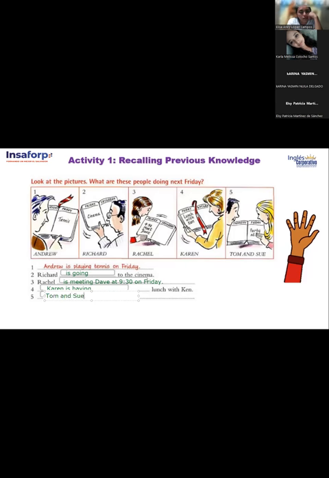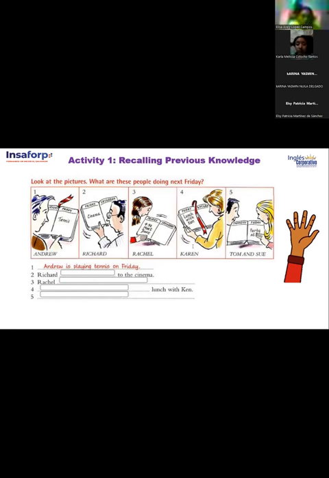Tom and Sue are having a party on Friday night. Okay, good, thank you. So as you can see, we need to have the subject, the verb to be, and the verb in the ing form, and the complement, which is a future time expression. In this case, on Friday.